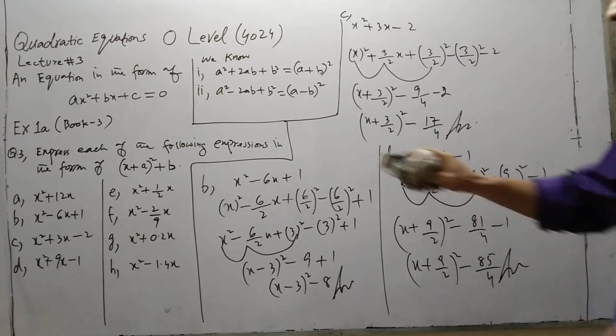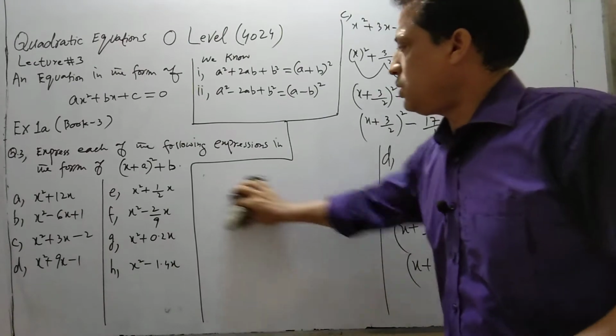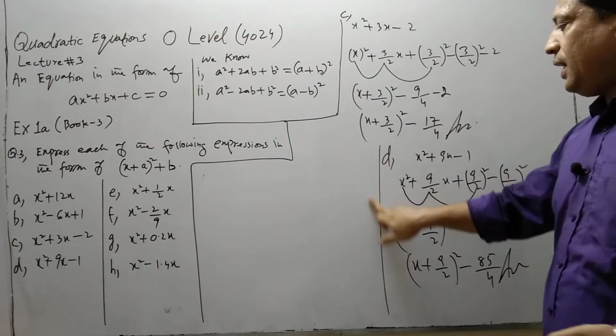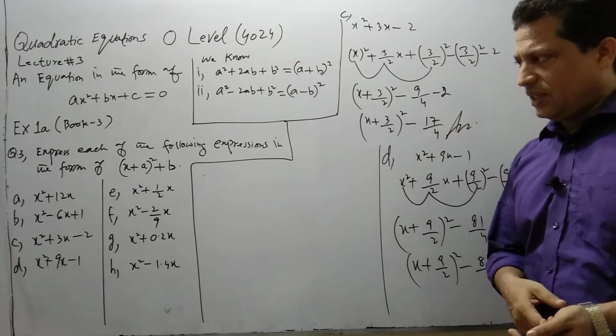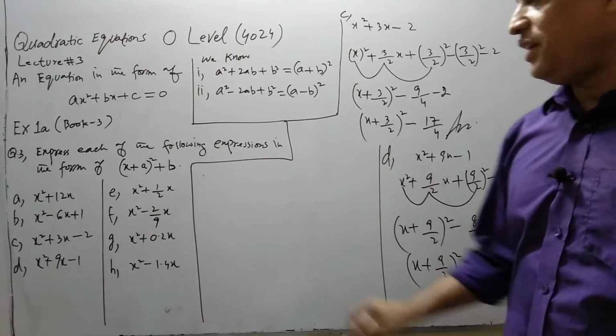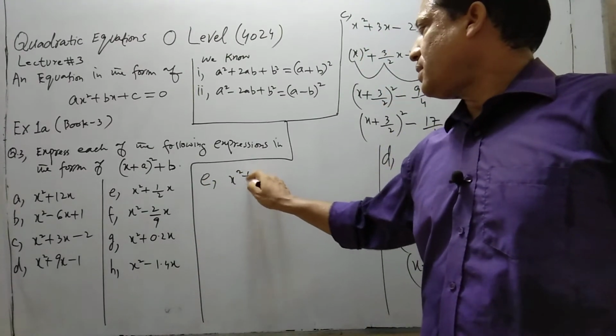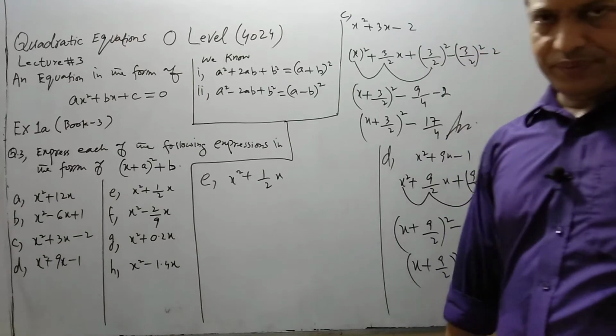Why did I increase my speed in these parts? Because I feel it's a very easy method, so I am just finishing the parts. This is part D. Now look at part E. x square plus 1 upon 2x.